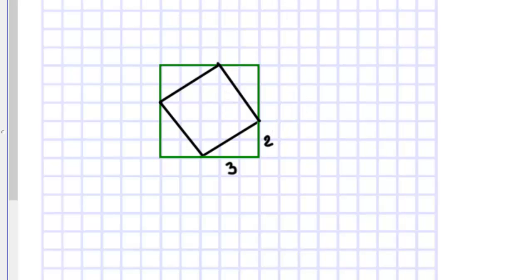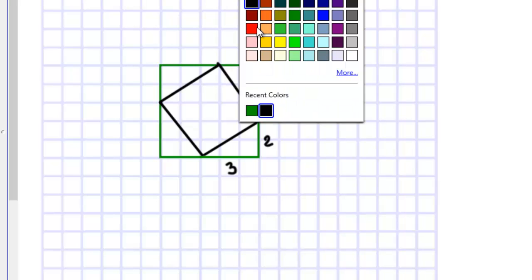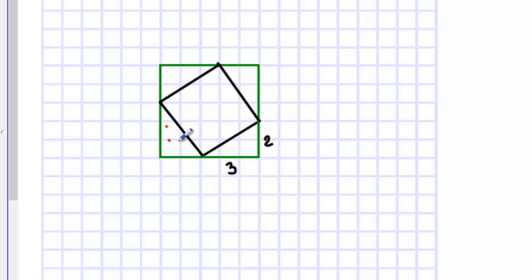Now the last step is to color in red, let's say, the 4 small triangles here. Why am I coloring these triangles? Because these triangles are congruent. Someone will ask me why they are congruent. I will show you in a second.